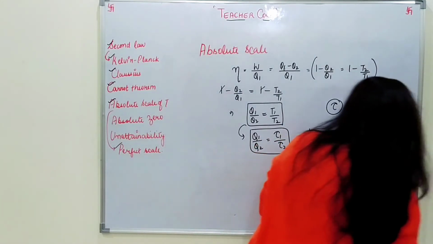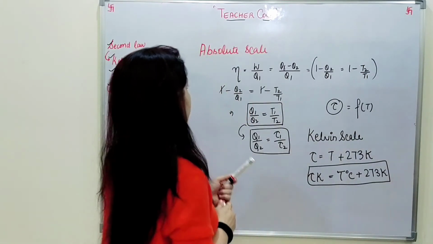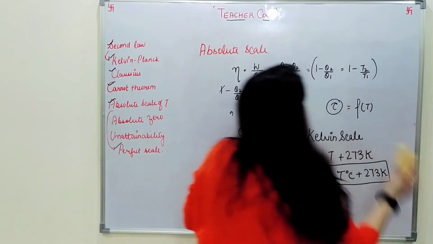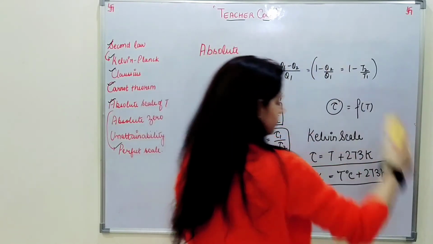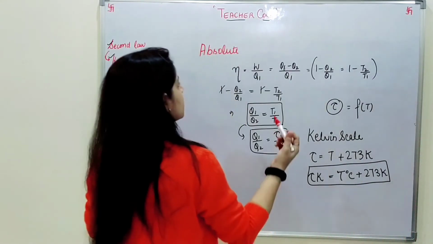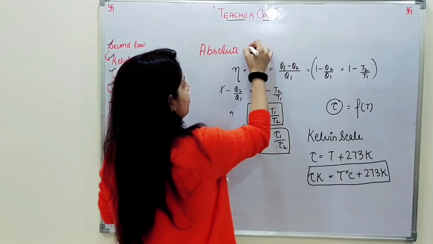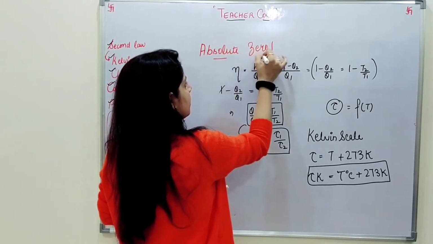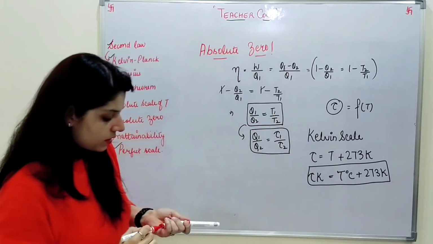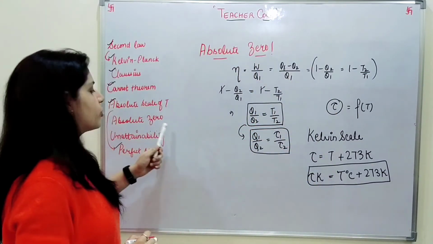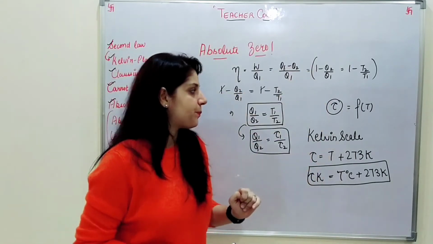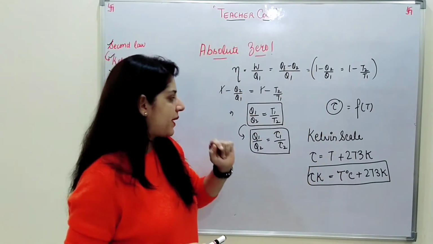I am only changing the heading, not all of this, because to understand the absolute zero, again we need to go through this, right?